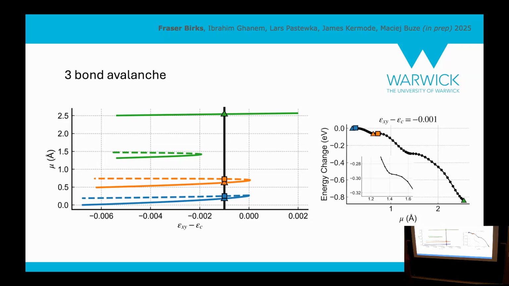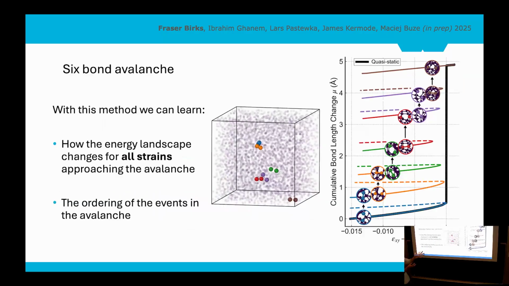We also did bigger ones. So this is a 6-bond avalanche. This is probably the nicest figure I've made on this. It took me quite a while. And you can see that the quasi-static simulation, which is this bold black line, misses everything, right? So you see this whole avalanche, but you don't see any of these intermediate states. But at lower strains, you can see that there is a clear sequence of steps between states, and we have all of the energy barrier information for all of the lower strains for this avalanche, right? Which is pretty nice. And we get that straight out of the method.